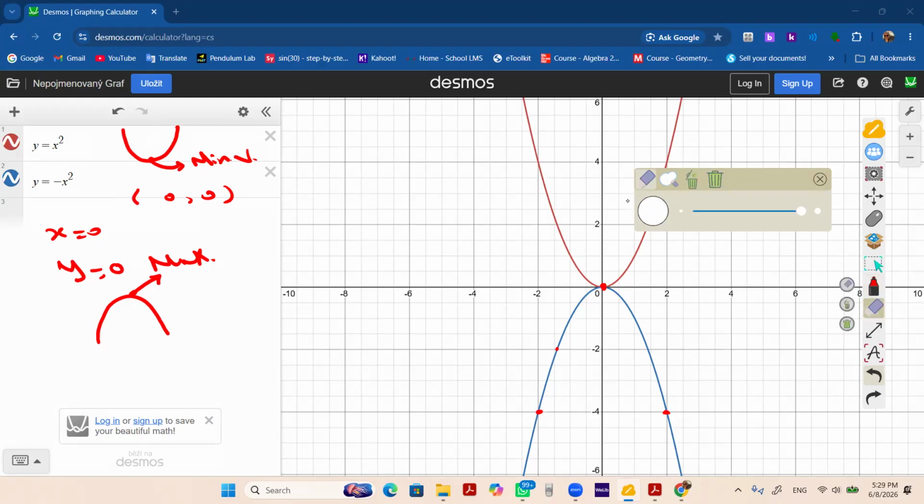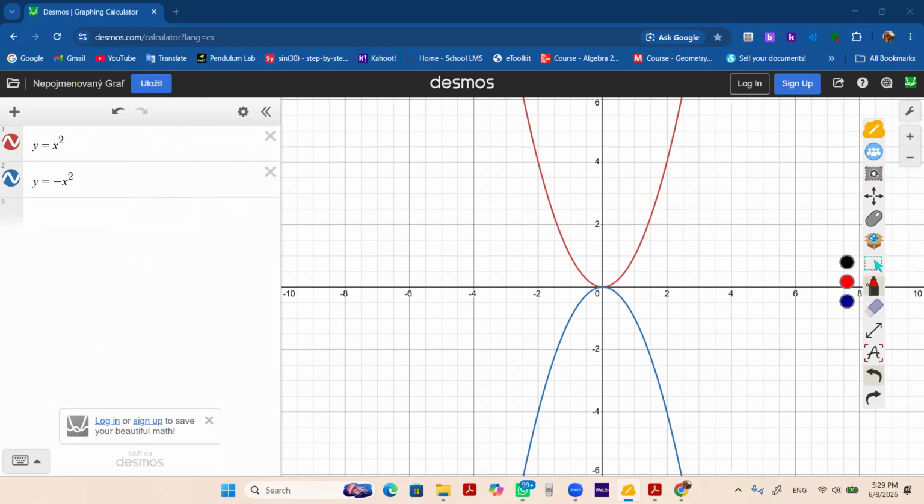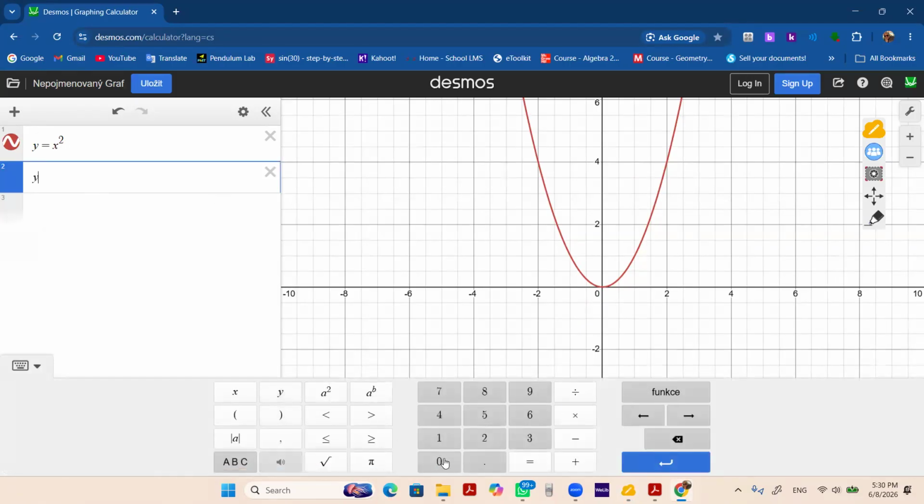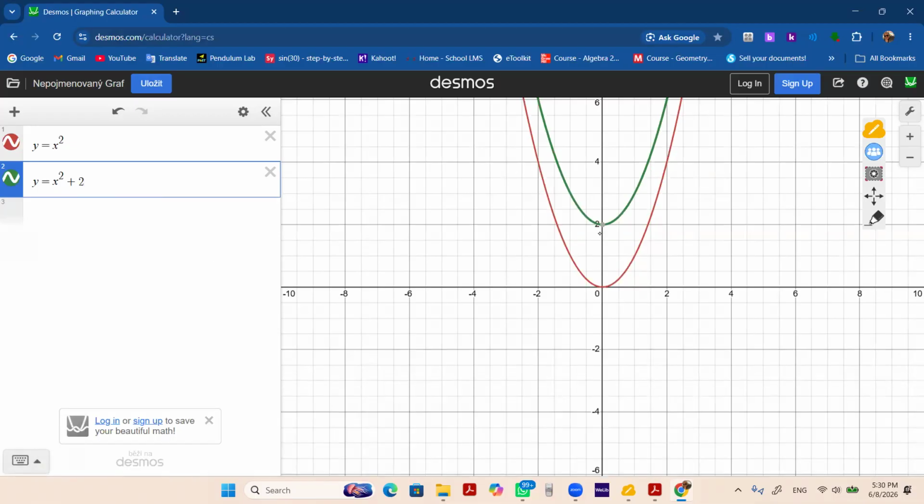Okay. If we write beside the x plus 2, for example y equals x squared plus 2, what happened to the function? It's transformed upward 2 units. This means that the vertex in the original function, which is 0, 0, is moved up 2 units. It becomes 0 and 2. Can you see it? Yeah. So when we add a number to x squared, it means it's moved up.